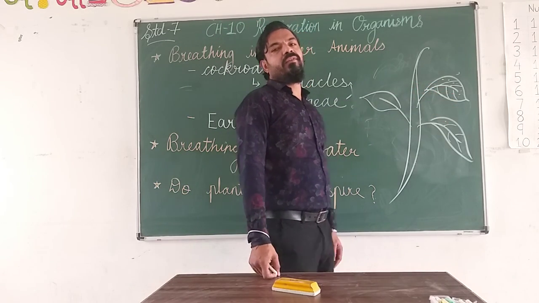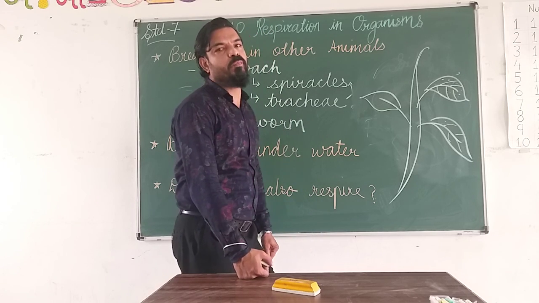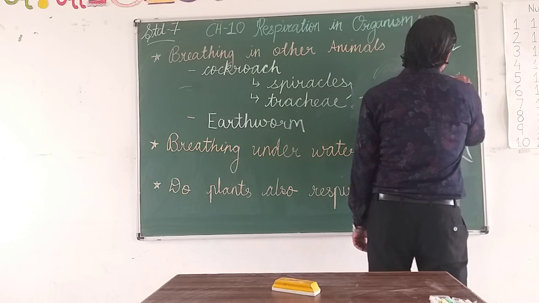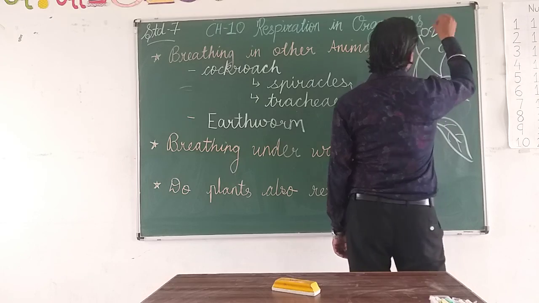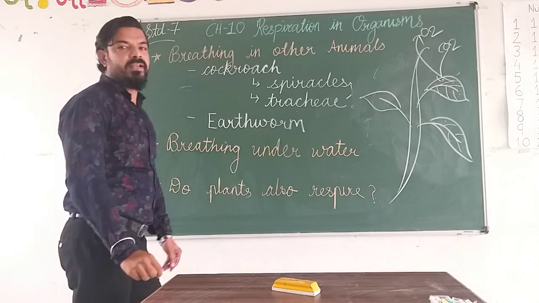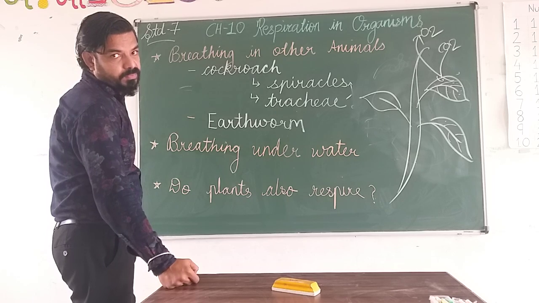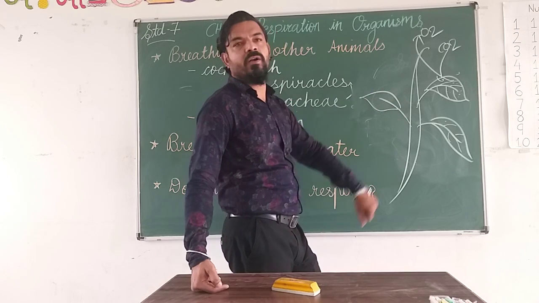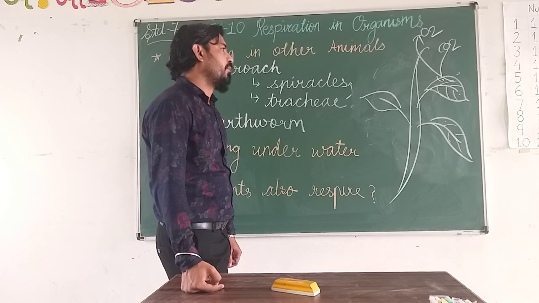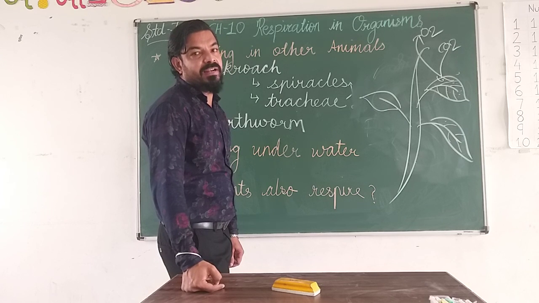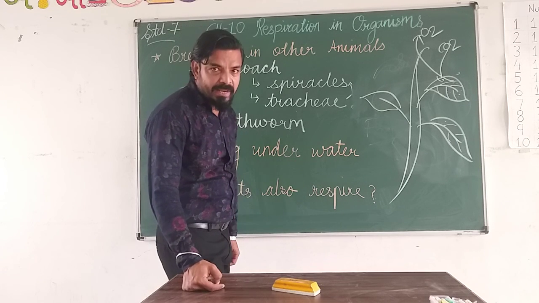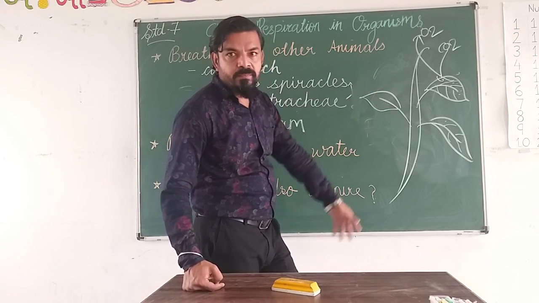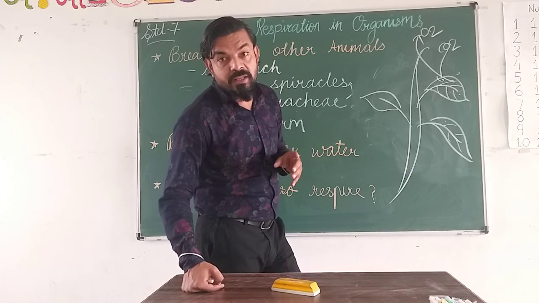So this stomata will help them to breathe in. What do they breathe in? They breathe in carbon dioxide and breathe out oxygen. Is it? So plants also respire with the help of their organs, that is called the stomata. With the help of stomata, they convert carbon dioxide in the presence of sunlight with water, with chlorophyll which is present in the leaves. They convert this carbon dioxide into glucose.